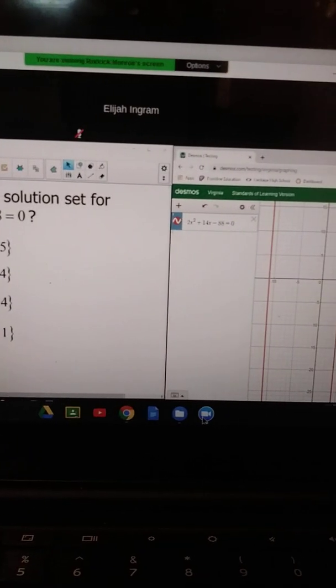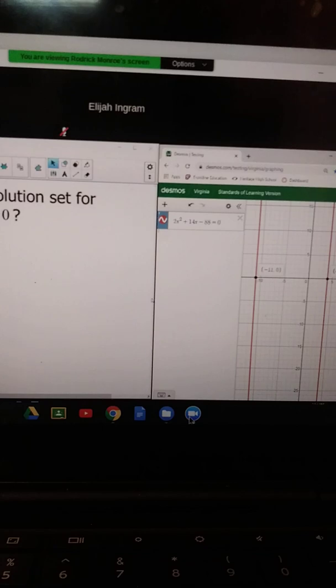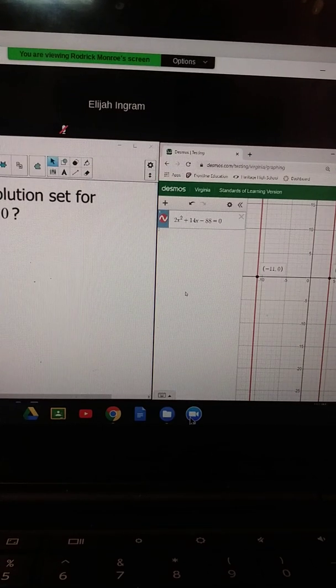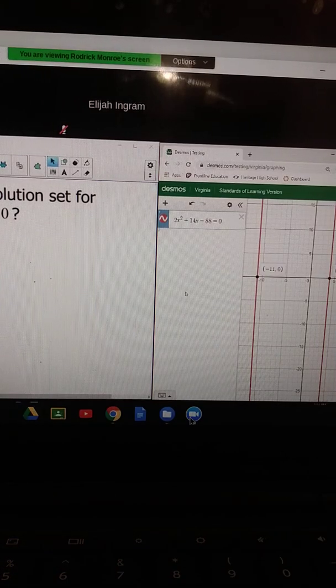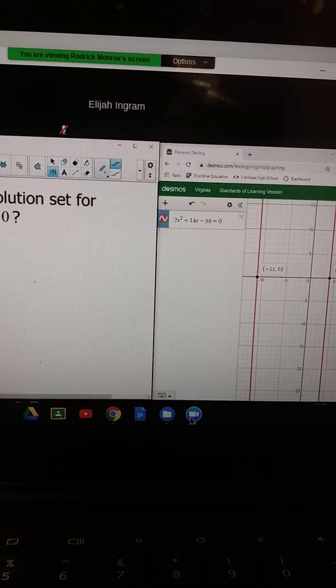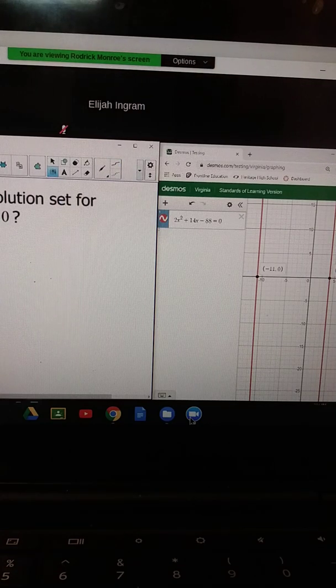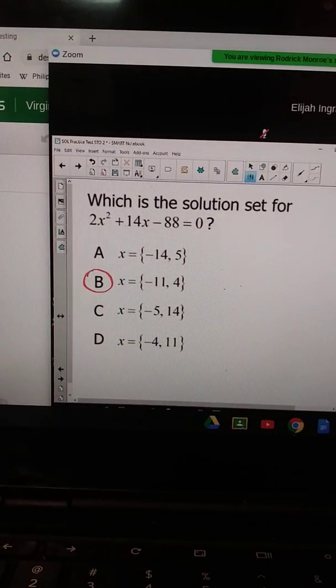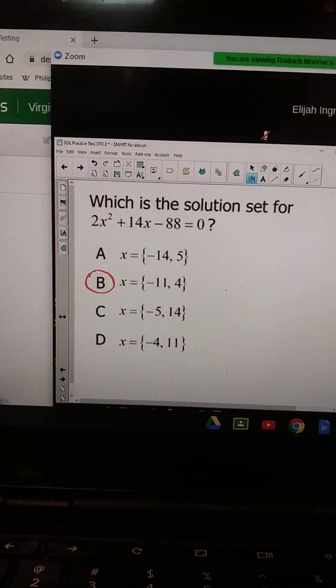Let's check the values. So as you can see, we got to find our x values. What are our x values, y'all? -11 and 4. 4, that is our answer. So, -11 and 4. Moving on. Any questions? No. Okay.